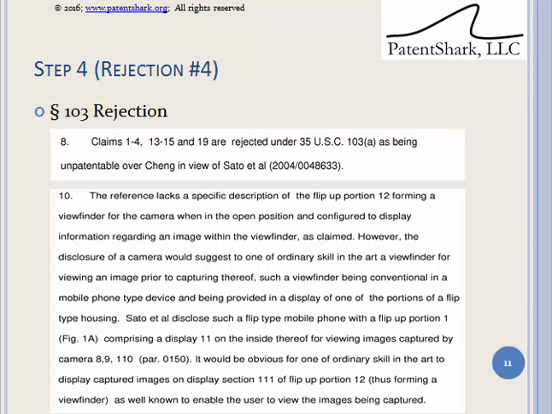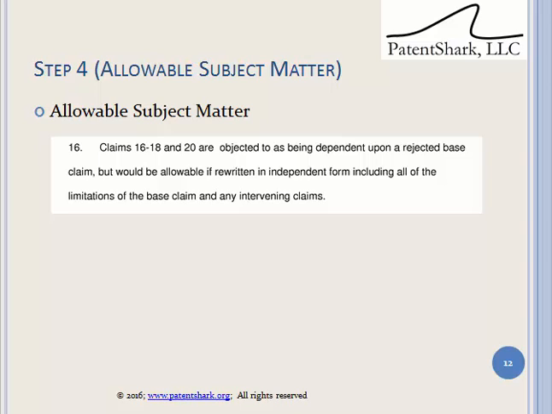Now, regarding claims 16 to 18 and 20, the examiner states that such claims are objected to as being dependent upon a rejected base claim, but would be allowable if rewritten in independent form, including all of the limitations of the base claim. Now, this is good news, as the examiner believes that such claims include allowable subject matter, or allowable features. Now, one option is to write such claims in independent form. However, another option is to take such allowable subject matter and incorporate it into the existing independent claims, those being claims 1, 5, and 13.